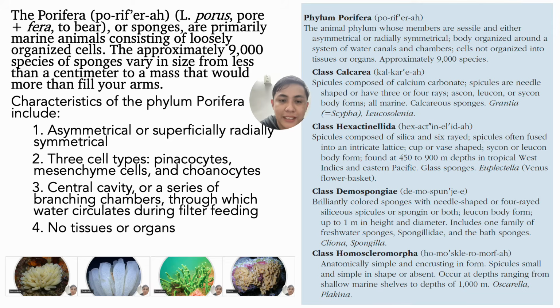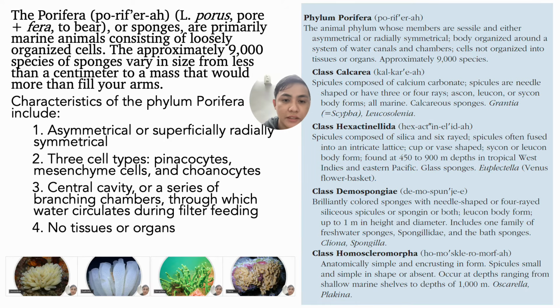The class Hexactinellida are the class of Porifera that have spicules composed of silica and 6 rays. Spicules often fuse into an intricate lattice, cup, or vase shape. They have a sycon or leucon body form, found at 450 to 900 meters depth in tropical waters of the West Indies and Eastern Pacific. Examples are glass sponges. The species would include Euplectella, or the Venus flower basket.